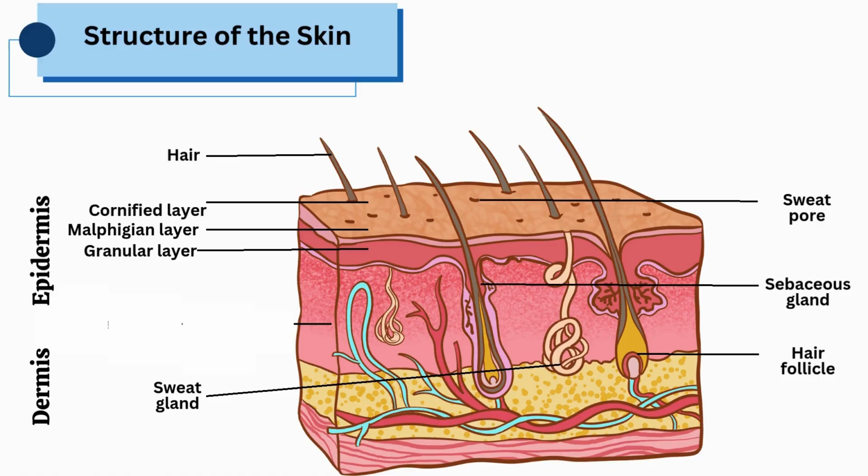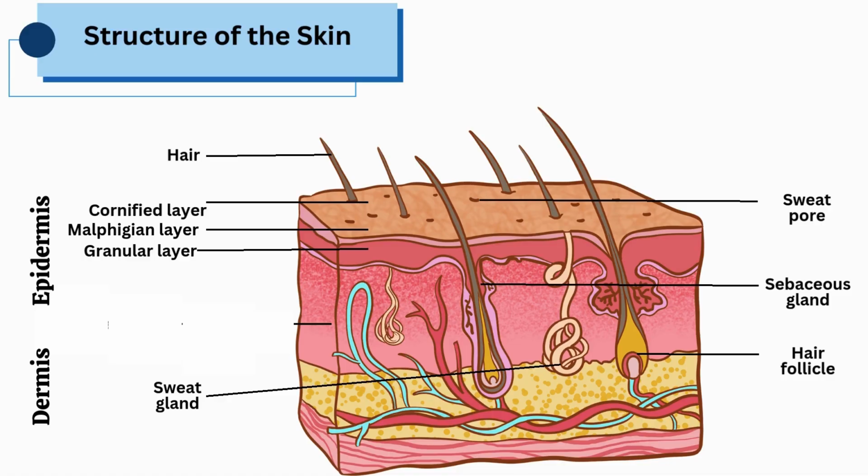Now let's look at the dermis. The dermis is the innermost part of the skin, and it is composed mainly of connective tissue containing blood capillaries, hair follicles, sweat glands, sebaceous glands, sensory nerve endings, and fat cells. The blood capillaries bring food and oxygen to the dermis and the epidermis, and they also help to remove waste.